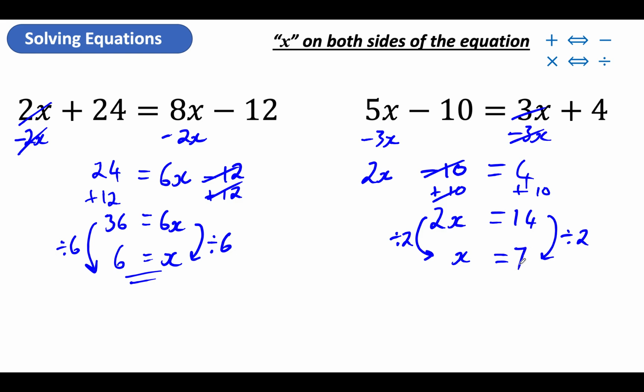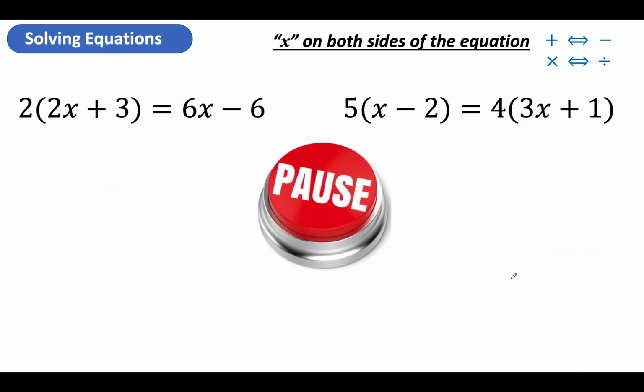14 divided by 2 is 7. So hopefully you got both of those right. 2 more for you to do. And this time I've chucked in a couple of brackets as well, just for a bit of fun. So pause the video now, and then unpause it when you've worked out the answers.